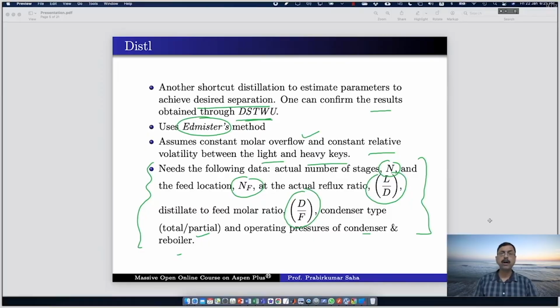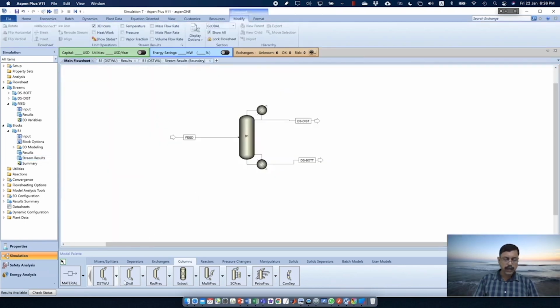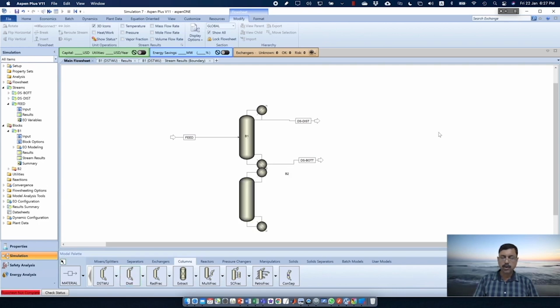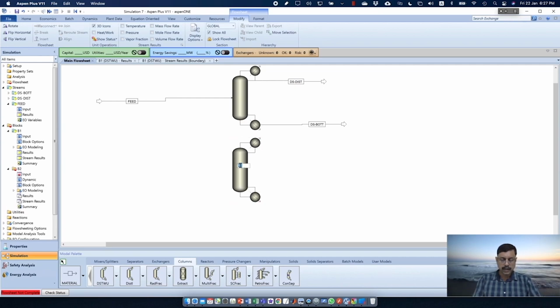So all this information we already have from our previous calculation of DSTWU. So now we will solve the same simulation problem using DISTL, not with DSTWU. But we will not delete the DSTWU simulation because we need this information in our next simulation. So let us go to our next simulation. For that, let's go to the main flowsheet. Here we do not delete the previous simulation. We will just copy. We do not want to delete this part because we need it. We just make some cosmetic changes over here. Here we rename it as DISTL, distill block.